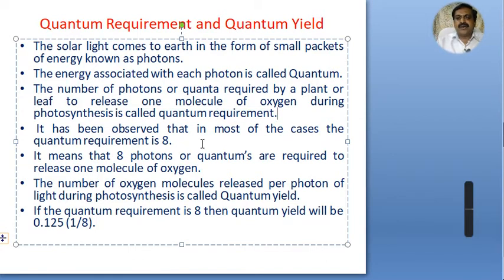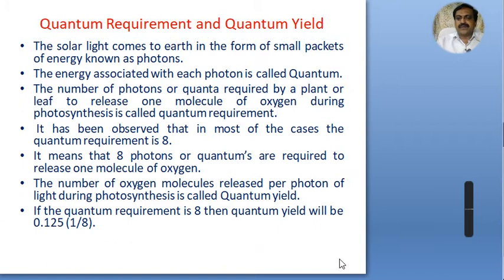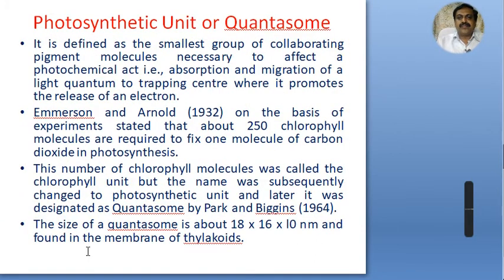It has been observed that in most of the cases the quantum requirement is 8. It means that 8 photons are required to release one molecule of oxygen. To release one molecule of oxygen, the number of quanta of light required is 8. The number of oxygen molecules released per photon of light during photosynthesis is called quantum yield, already I defined. If the quantum requirement is 8, then the quantum yield will be 1 by 8. That is a simple mathematical calculation.